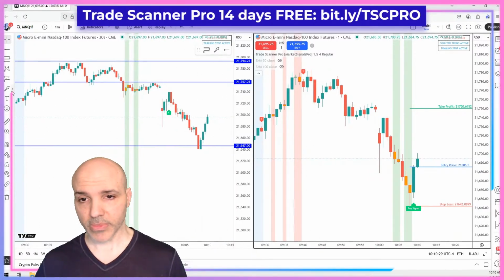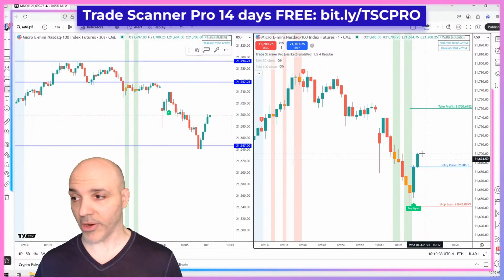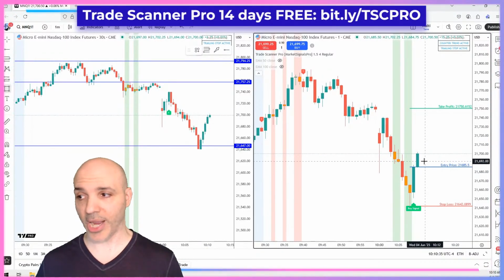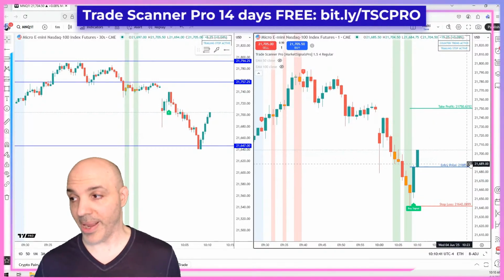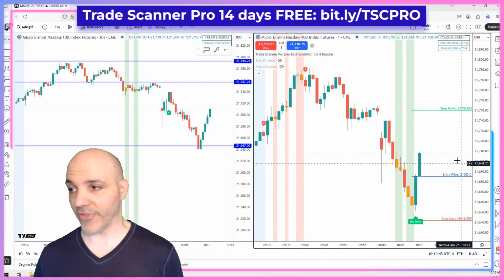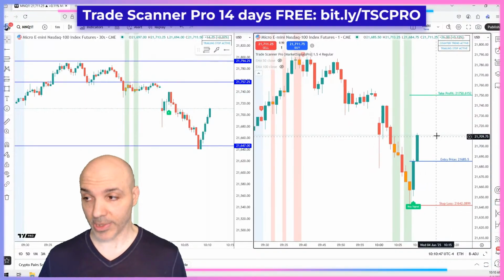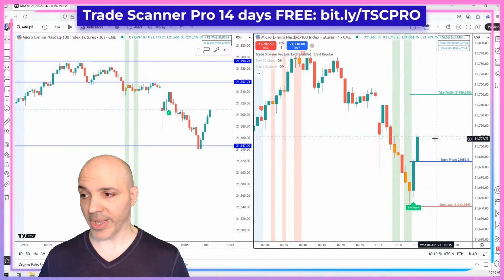So that's what I'm interested in in this environment. What I want to see here is, this is a nice candle. I'm not going to chase it. What I want to see is a re-entry into this area. We may not get it, but let's see. It may go straight to the profit objective. Again, that's going to happen. So let's see what we get here.